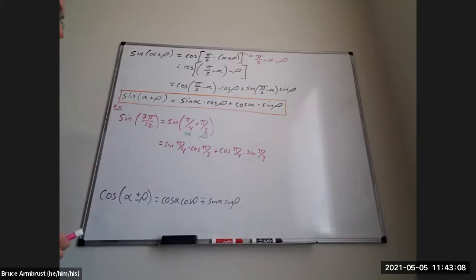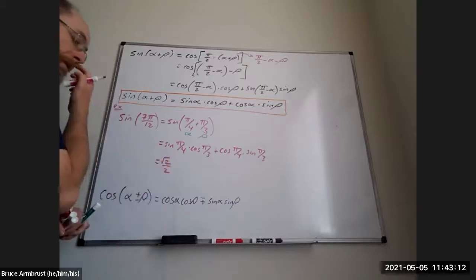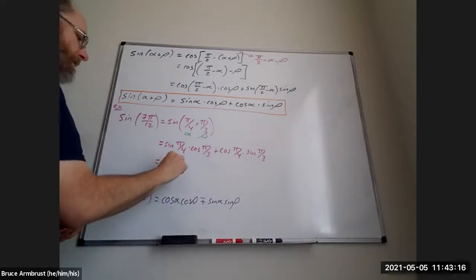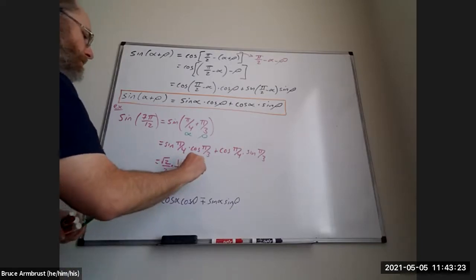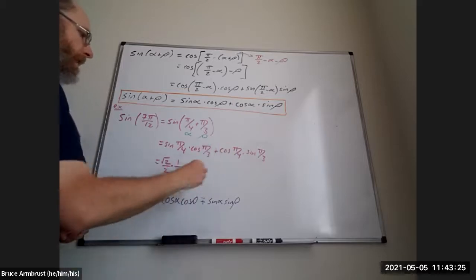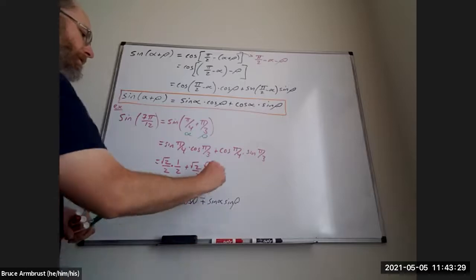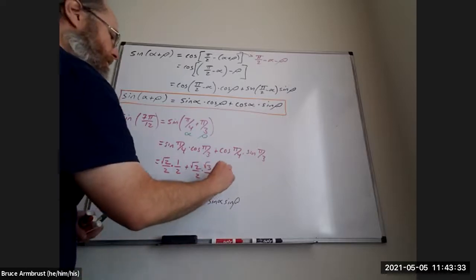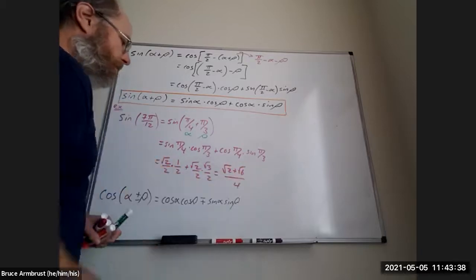All right, well, let's get those values. Those are on our chart. So sine of pi over 4 is root 2 over 2. Cosine of pi over 3 is 1/2. Cosine of pi over 4 is root 2 over 2. Sine of pi over 3 is root 3 over 2. And we end up with the square root of 2 plus the square root of 6 all over 4.